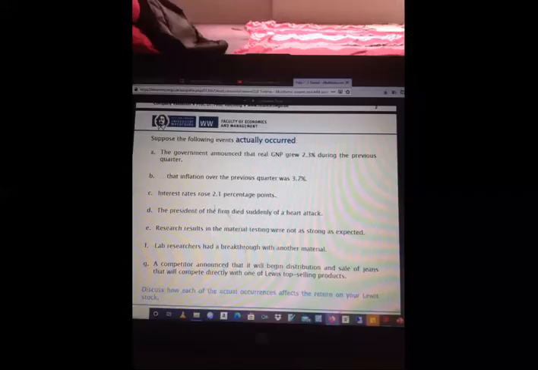And suppose the following events actually occurred. So we had our expectations, and these were the things that happened. The question is, discuss how each of the actual occurrences affects the return on your Lewis stock. Okay, so let's go back to the first one. Let's start and get our model for it.